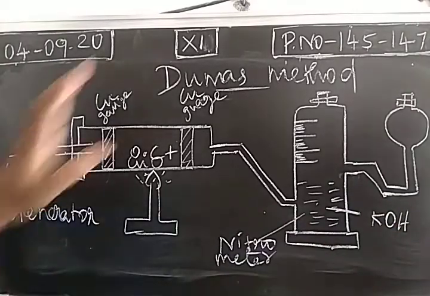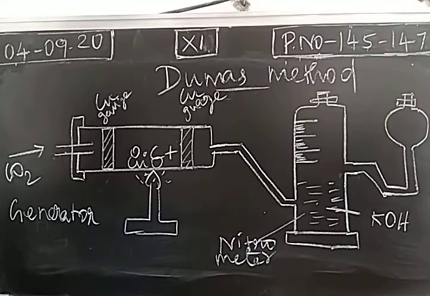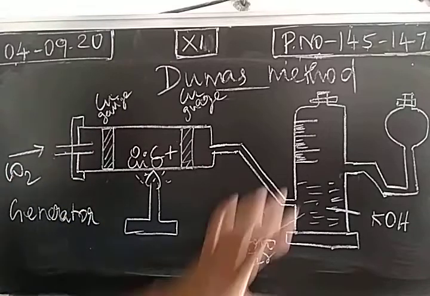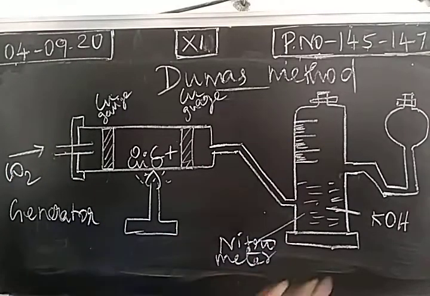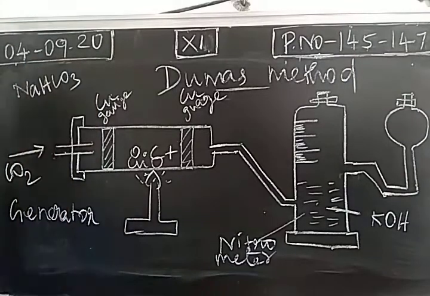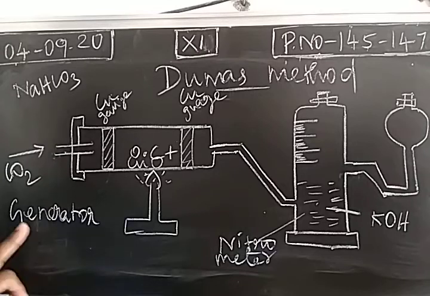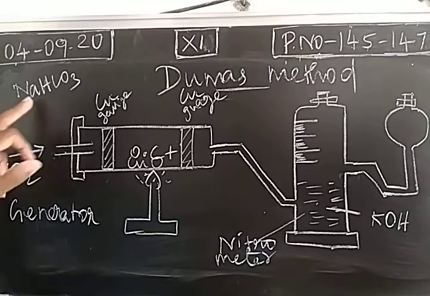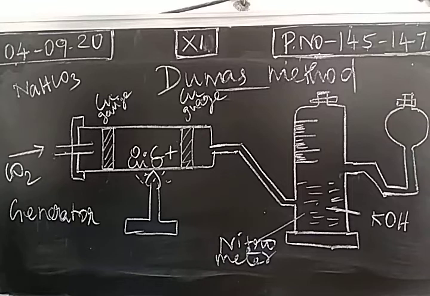So in the Dumas method, what about the experimental arrangement? First we have a carbon dioxide generator. Next, combustion tube. Third one, nitrometer or nitrogen reservoir. Right. So what is the procedure? First, we have to generate carbon dioxide. For generating the carbon dioxide, we take a substance like magnesite or sodium bicarbonate. We take a carbonate like magnesite or sodium bicarbonate in the carbon dioxide generator. You just heat it, carbon dioxide will be produced.